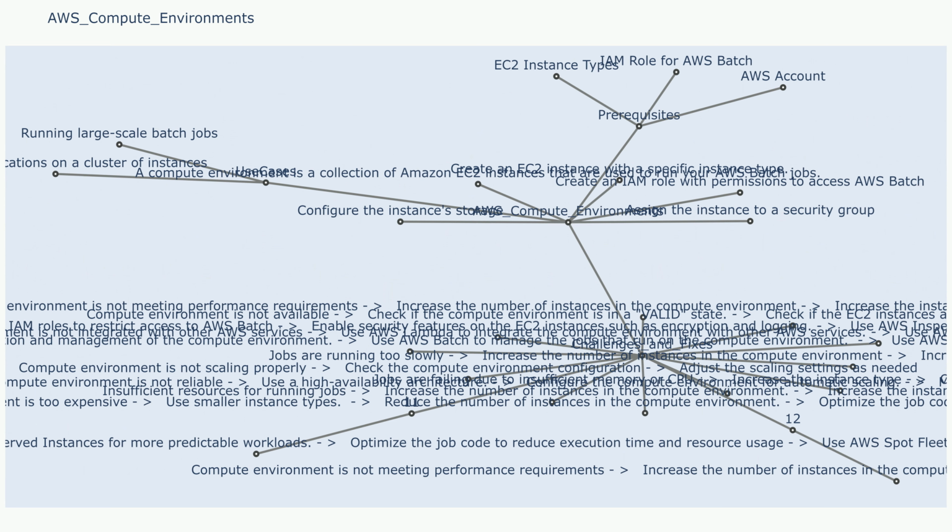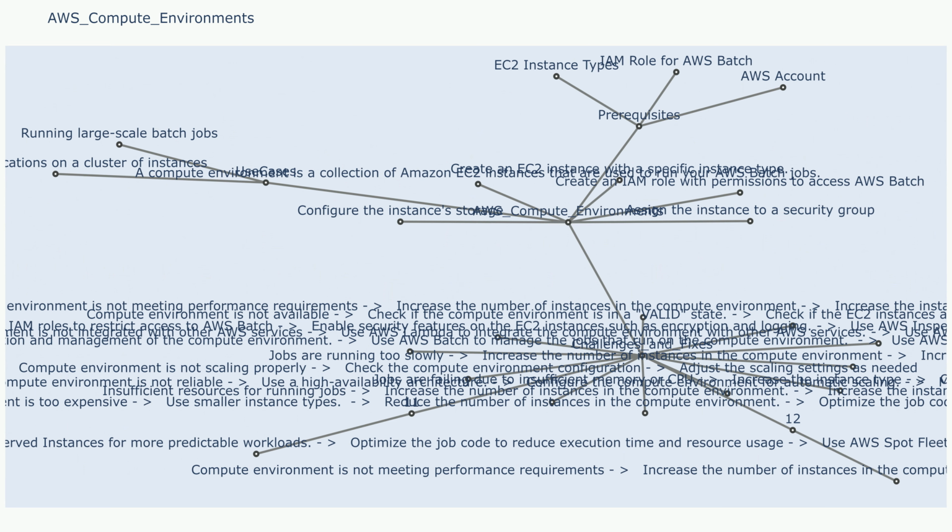Challenge: compute environment is not reliable. Fixes: use a high availability architecture. Configure the compute environment for automatic scaling. Monitor the compute environment for errors and take corrective action as needed.